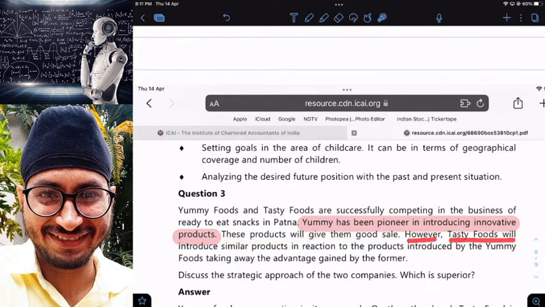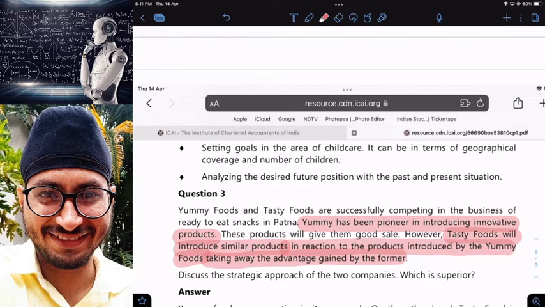However, Tasty Foods will introduce similar products in reaction to products introduced by Yummy Foods, taking away the advantage of the former. Is Tasty Foods launching a completely innovative product into the market, or is it copying the strategy followed by Yummy Foods? Is it following a new strategy or the same strategy followed by others?